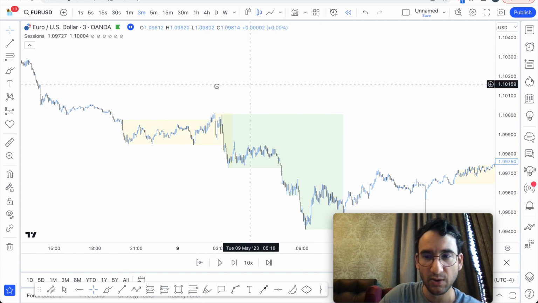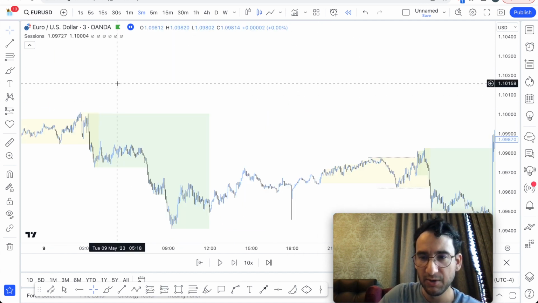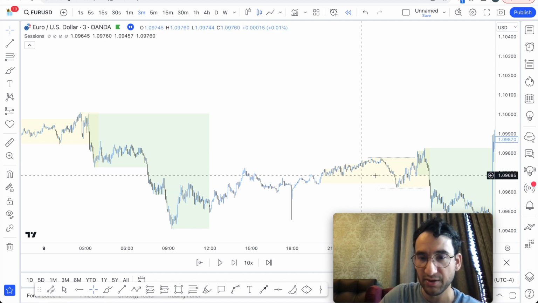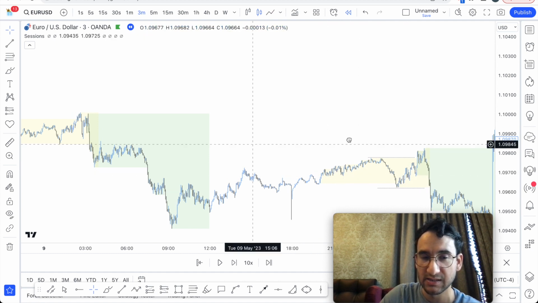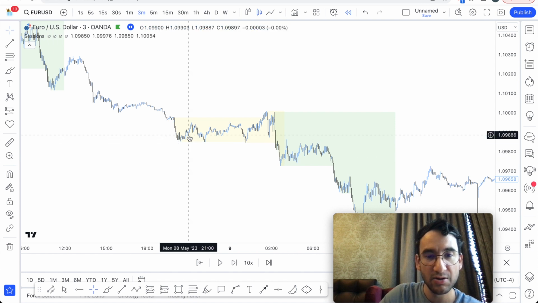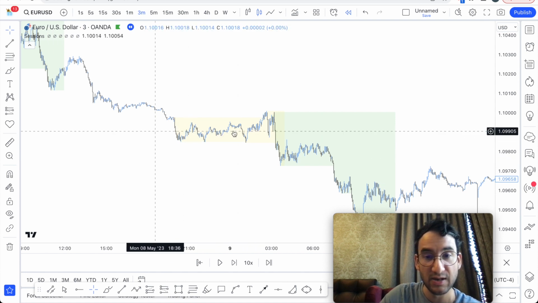Now here's an interesting one. You can see how Asia is just consolidating most of the time. It's just ranging. There's no big moves, right? Here, same thing too. This is a very typical range. You can see prices are ranging, right?